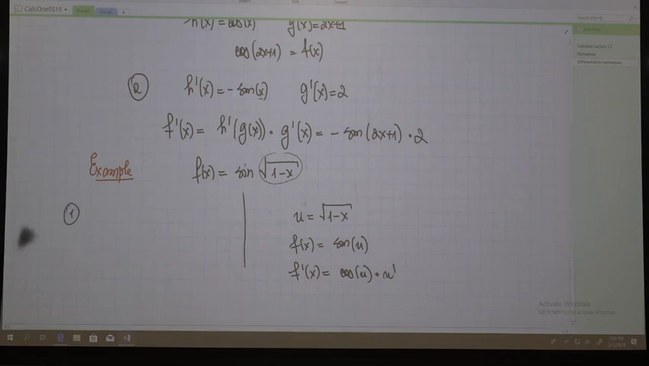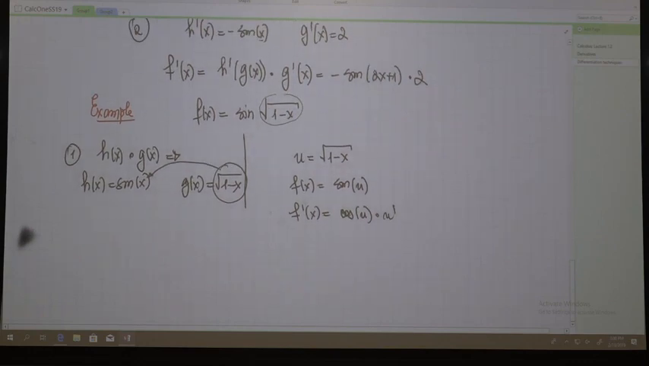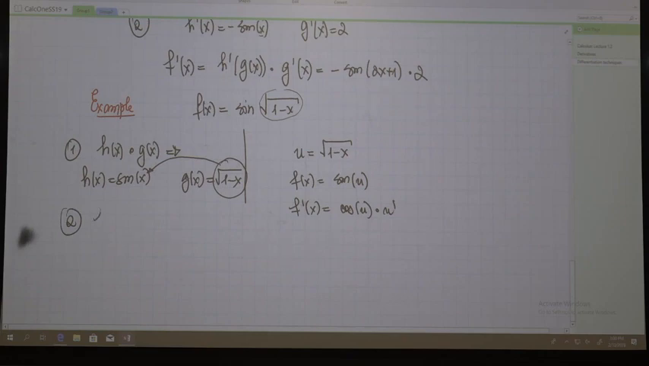So first step. Could you please tell me what h of x and g of x are, so that their composition gives me this function? h of x is equal to the sine of x, g of x is equal to the square root of 1 minus x. Because if you substitute g of x inside h of x, it gives you the original function, sine of the square root of 1 minus x. On the next step, we need to find the derivative of h. The derivative of h is equal to the cosine of x.